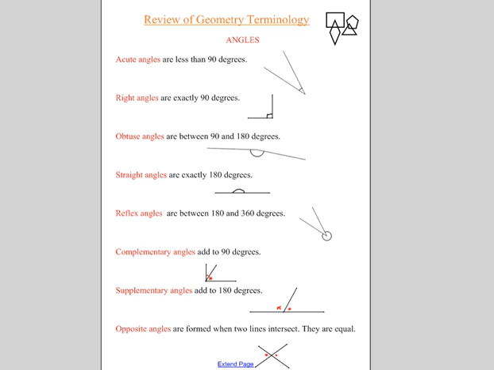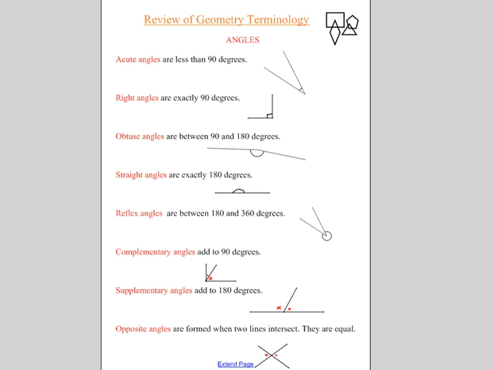Reflex angles are any angle that is over 180 and less than 360. And then the last three here are things that you'll use when you're trying to find missing angles. So complementary angles are any angles that add up to 90 degrees. It might be 2 angles, 3 angles, or more. They're called complementary if they add to 90. Supplementary angles add up to 180 degrees.